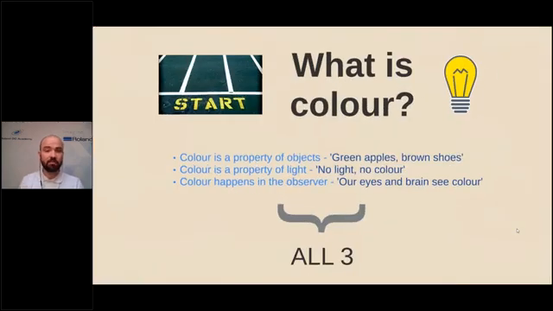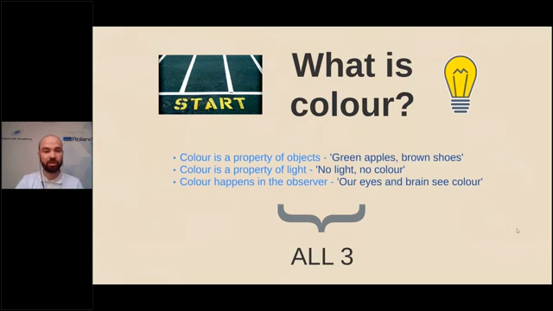If we start at the beginning, when we talk about what is color, it's all to do with light in a way, because we were talking about how humans see color. There are different parts to color. Obviously, if there's nothing to see a color, then there is no color. Color is a property of objects, green apples or brown shoes, for example. Color is a property of light. If there is no light, then there is no color. And color is an event that happens in the observer, so our eyes and our brains see color.